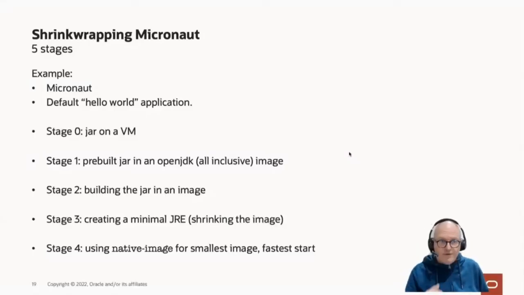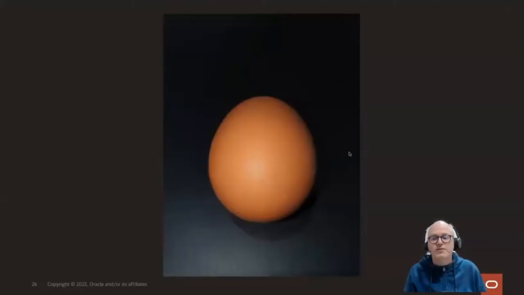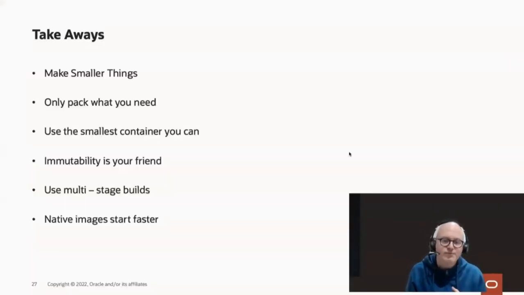So as you see, we've gone through the different stages of shrink wrapping this application, ranging from starting with the jar on a VM, just taking that jar and putting it into an all-inclusive image, building in the image and creating the minimal JRE. And at stages 3 and 4, we were able to significantly reduce the size of the image, and certainly in stage 4, decrease the startup time significantly, increase performance. So we've gone through a number of stages. We've come up with our self-contained, everything that the application needs to run, none of the things that it doesn't need to run. We have our little egg of an application.